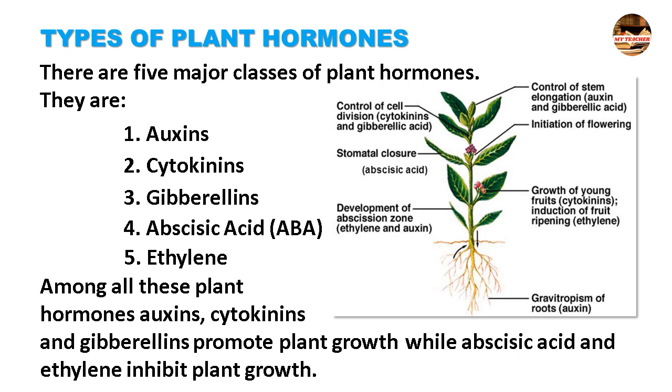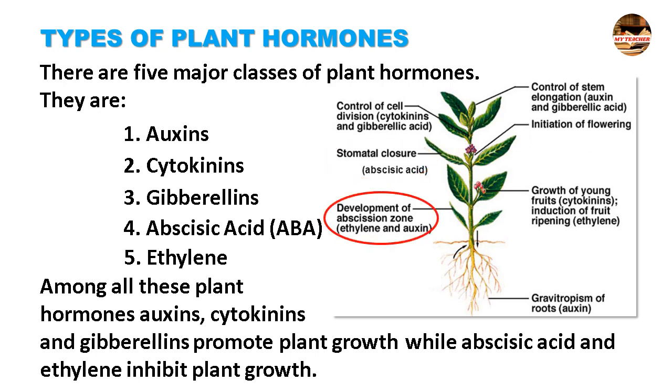Let us see the hormonal activities of plants. Control of cell division, cytokinin and gibberellic acid. Control of stem elongation, auxin and gibberellic acid. Initiation of flowering. Stomatal closure by abscisic acid.